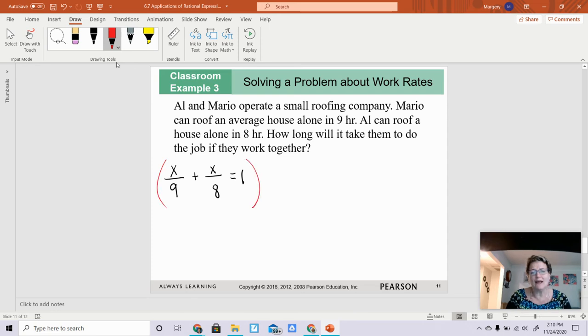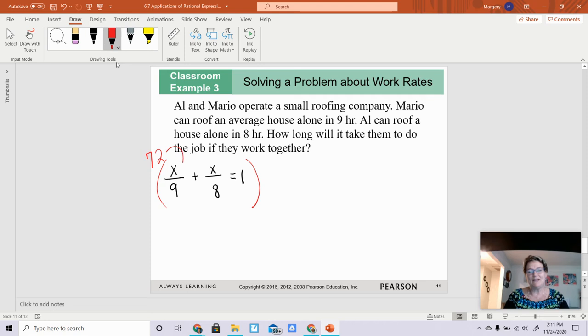I'm going to multiply this whole thing by 72. You might want to know where I got 72 from. You guys, I just multiplied 9 times 8 together. I got 72, and I'm going to stick with 72. There might be another number that they both can go into. I don't know what it is. I just multiplied them together. I figured, let's just do that.